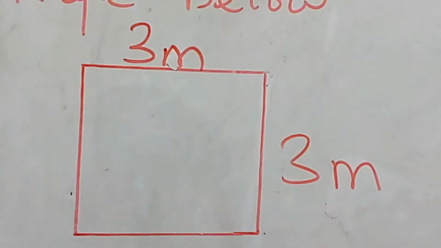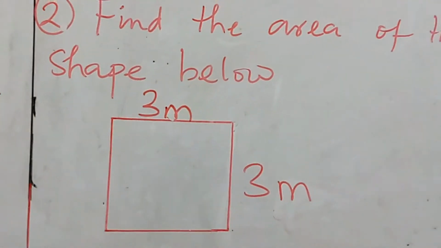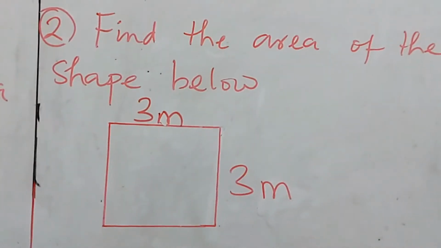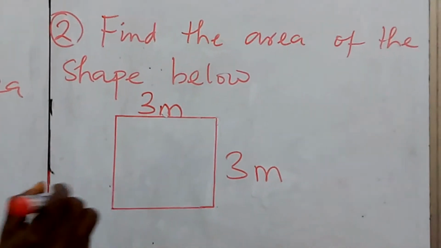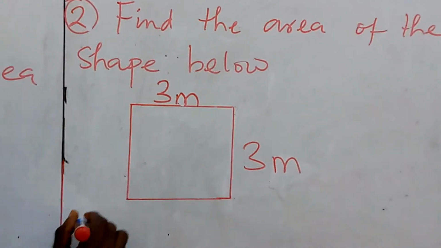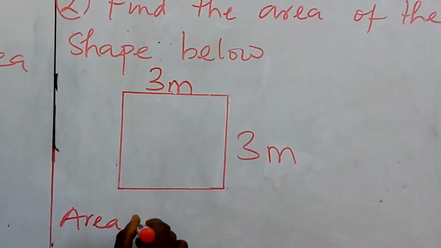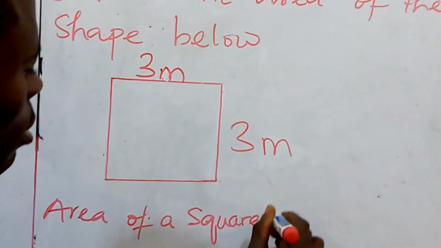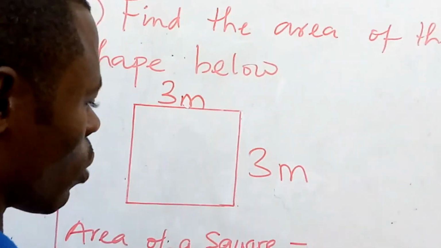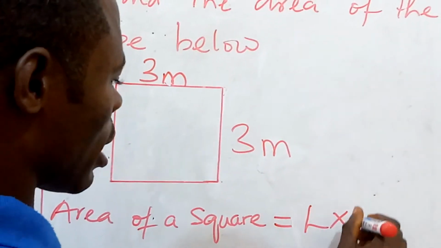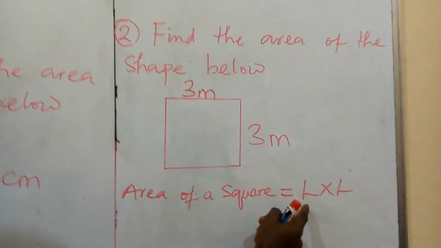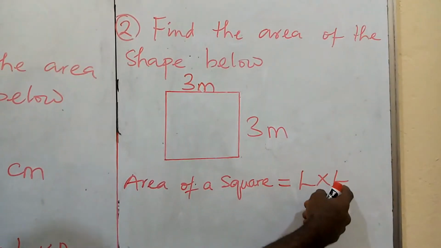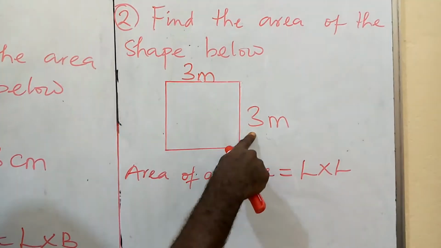All right? Next is, what is the formula for calculating the area of a square? I guess you are saying, length times length. So we write area of a square. Area of a square is what? Length times length, or L times L. All right, so where L stands for length, the first length, and the second L stands for the second length.